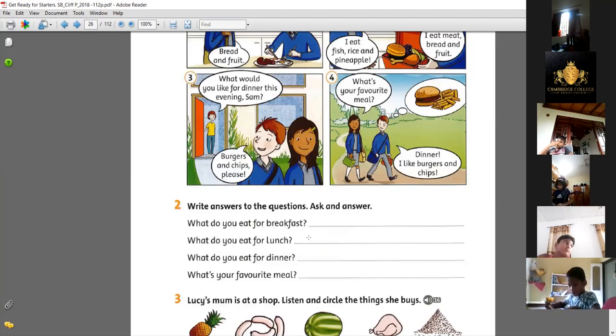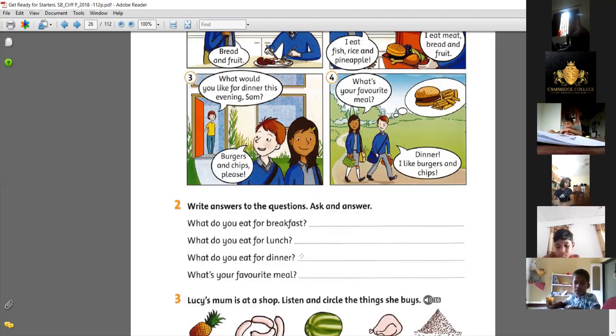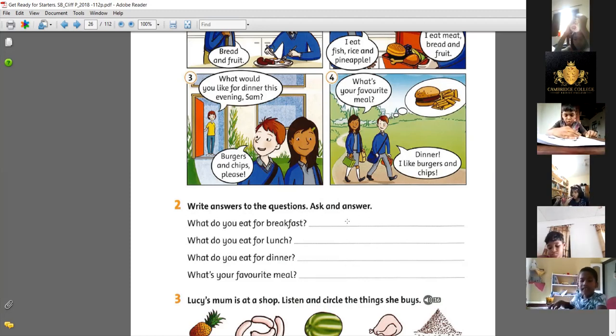Next one, for lunch. Eat for dinner. And your favorite meal. You want to mention dinner, lunch or breakfast. So everybody can write your own answers. You want to write your own answer. Now start to write it. Yes, yes, your own answer.